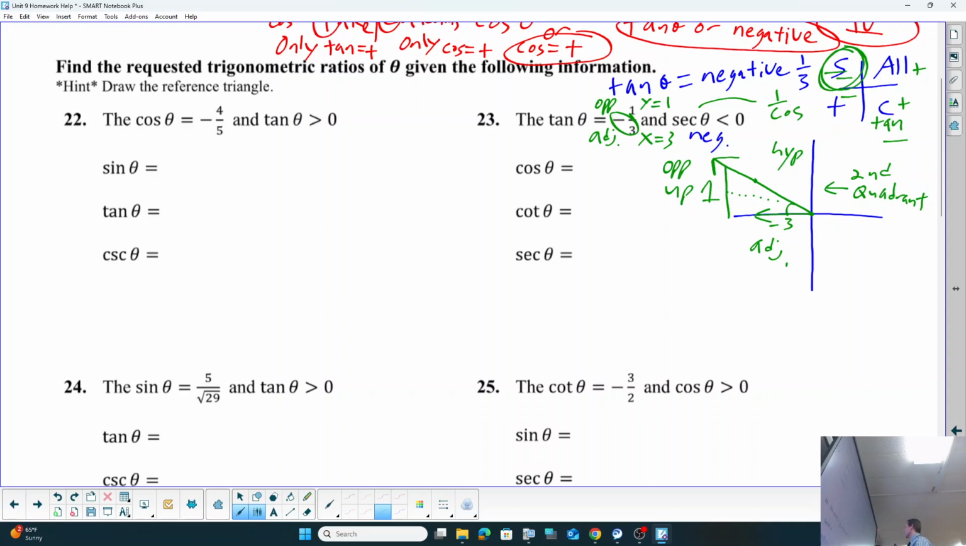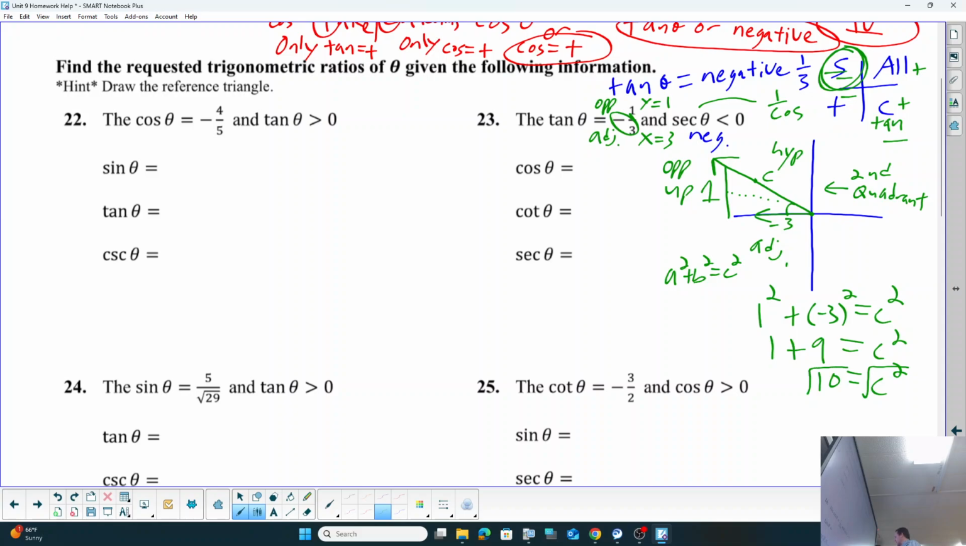Here we go. We're doing the Pythagorean Theorem now, right? a squared plus b squared is equal to c squared. We need to know what c is. So 1 squared plus -3 squared is c squared. 1 squared is 1, -3 squared is 9, which is 10. We square root both sides, so c is equal to radical 10.